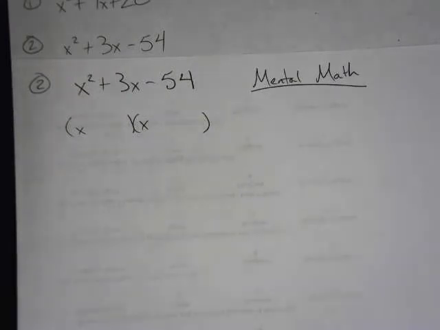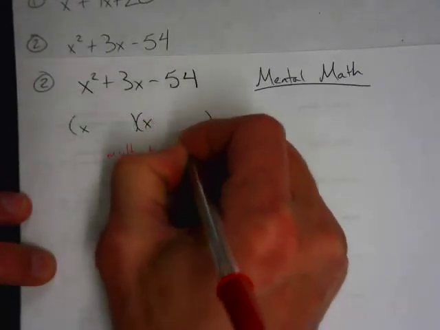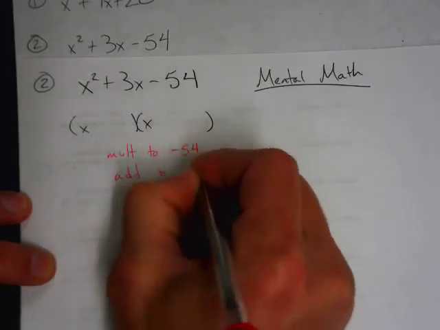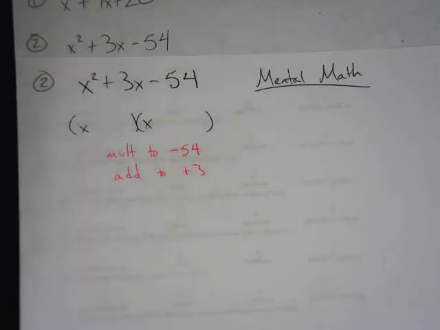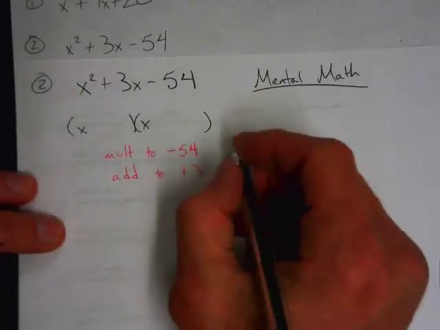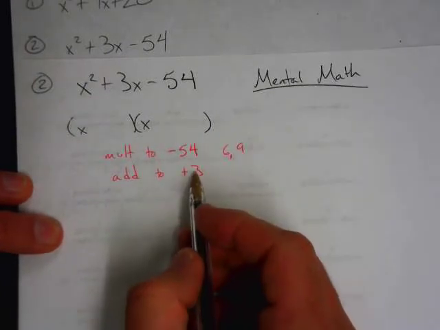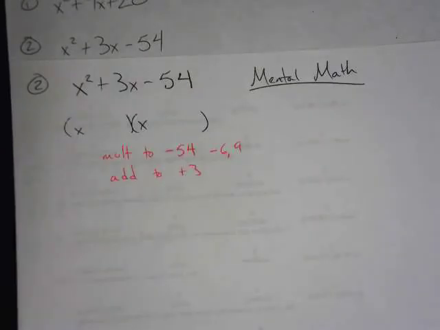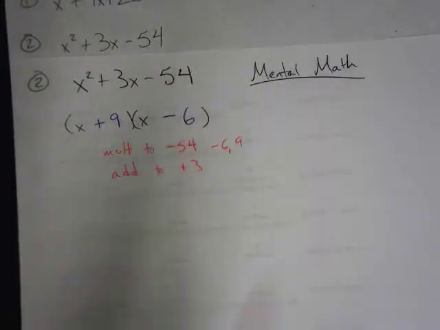So now the mental math question is, what multiplies to negative 54 but adds to positive 3? Then you go through your times tables, and hopefully you come up. I know that I'm going to deal with a 6 and a 9, right? But if I'm adding to positive 3, that means the 9 is going to have to be positive and the 6 is going to have to be negative. Done. The 9 is going to be positive. The 6 is going to be negative.